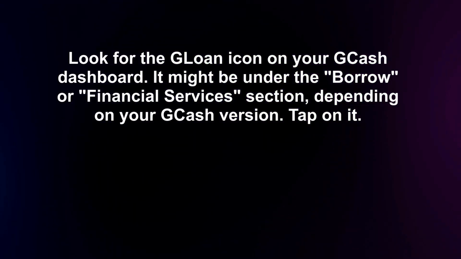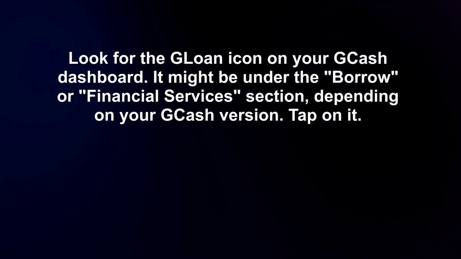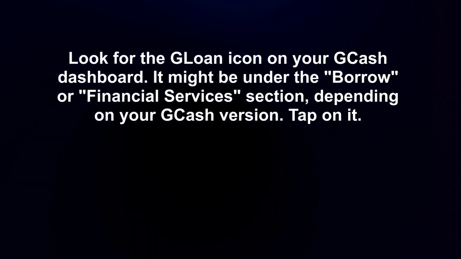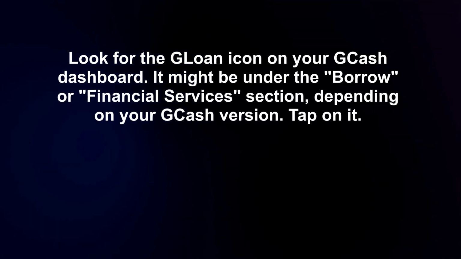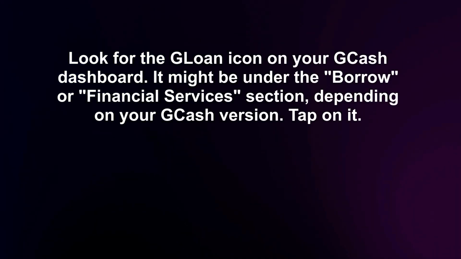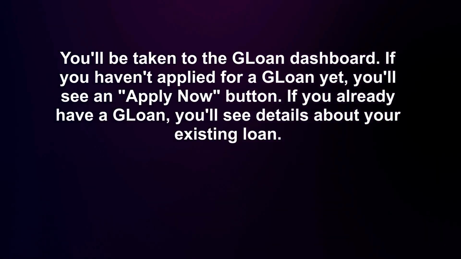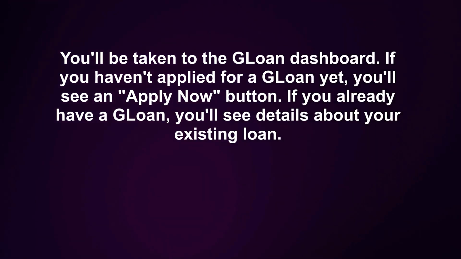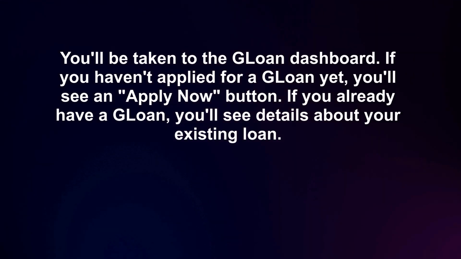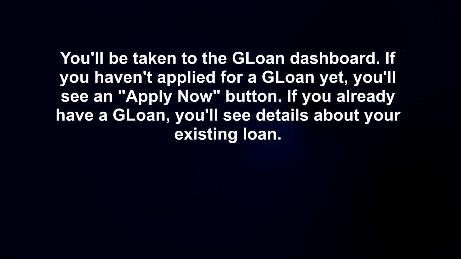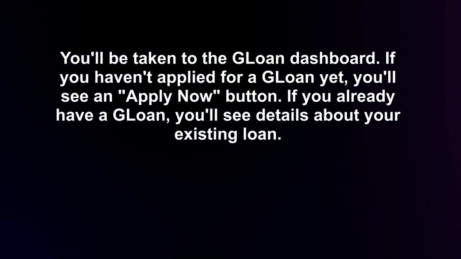Look for the GLoan icon on your GCash dashboard. It might be under the Borrow or Financial Services section, depending on your GCash version. Tap on it. You'll be taken to the GLoan Dashboard. If you haven't applied for a GLoan yet, you'll see an Apply Now button. If you already have a GLoan, you'll see details about your existing loan.